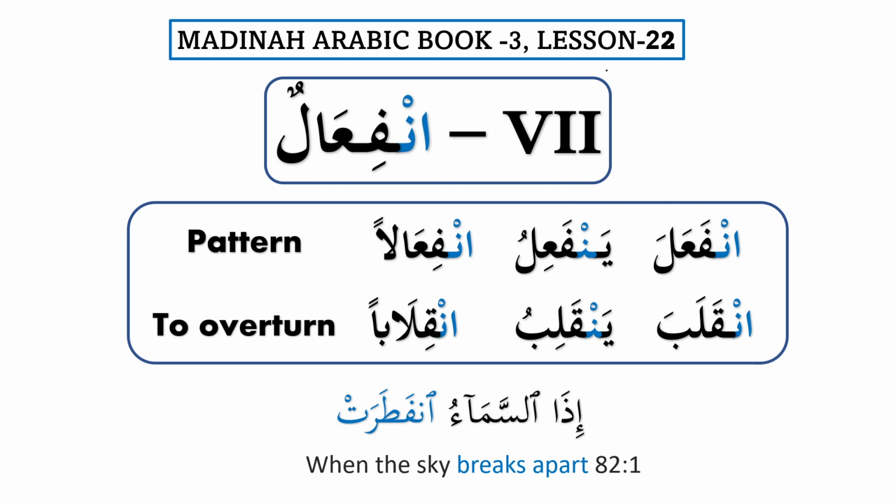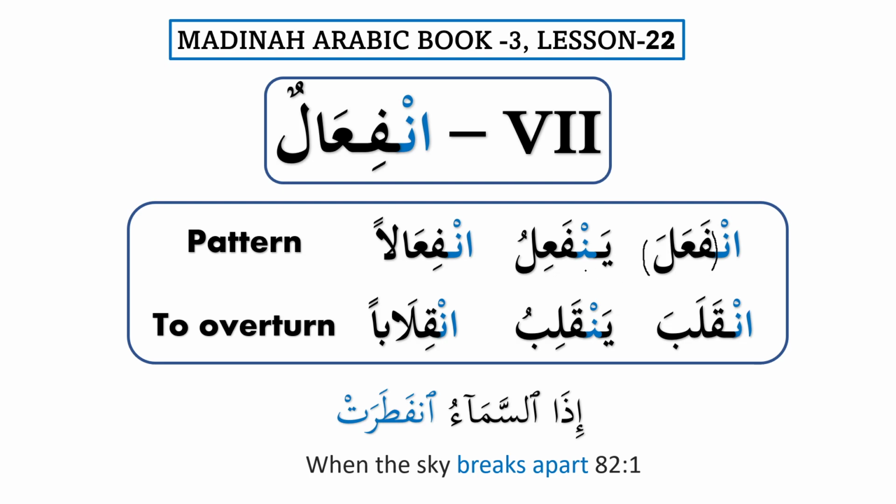Let's begin lesson number 22. In this lesson, we are going to discuss form number 7 of the verb. This form is called infa'ala, yanfa'ilu, infi'alan. As we can see, the root letters are fa, ain and lam, and there is an addition of in. So form number 7 has the addition of in to it, in the past tense, the present tense, and the masdar as well.